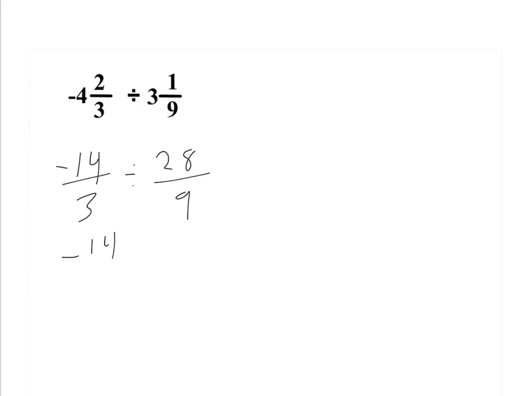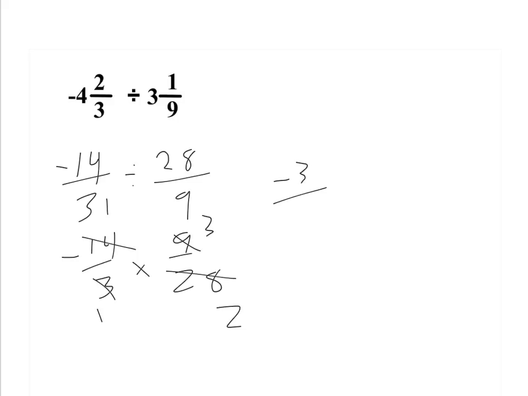So I've got negative 14 thirds times 9 over 28. I can take 14 out of 14 and get 1, 14 out of 28 and get 2. And take 3 out of 3 and get 1, 3 out of 9 and get 3. That leaves me with negative 1 times 3, that's negative 3. 1 times 2 is 2, so it's negative 3 over 2, which I can write as negative 1 1/2.